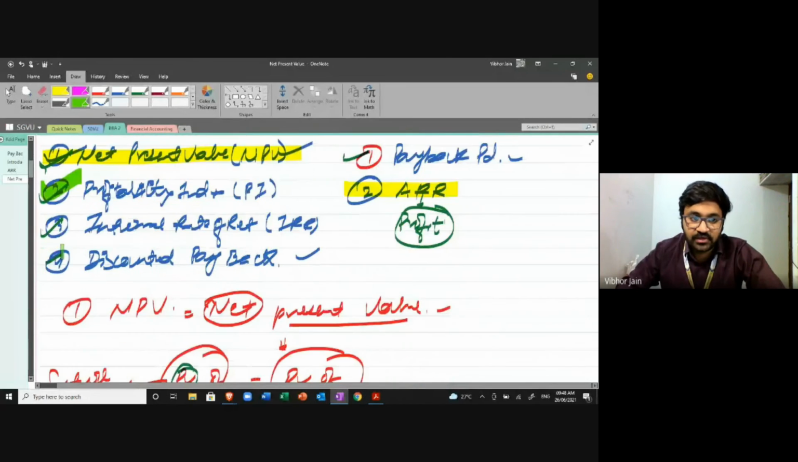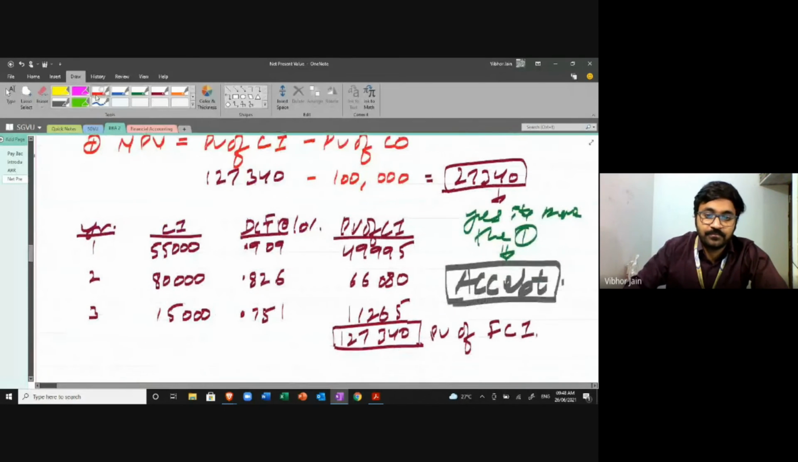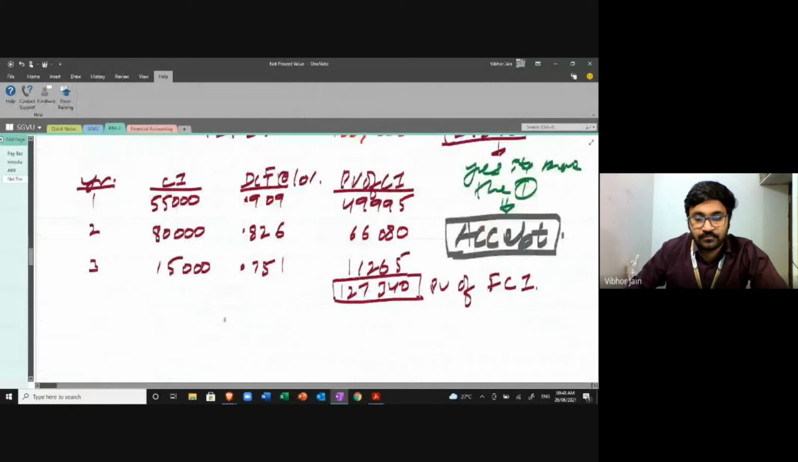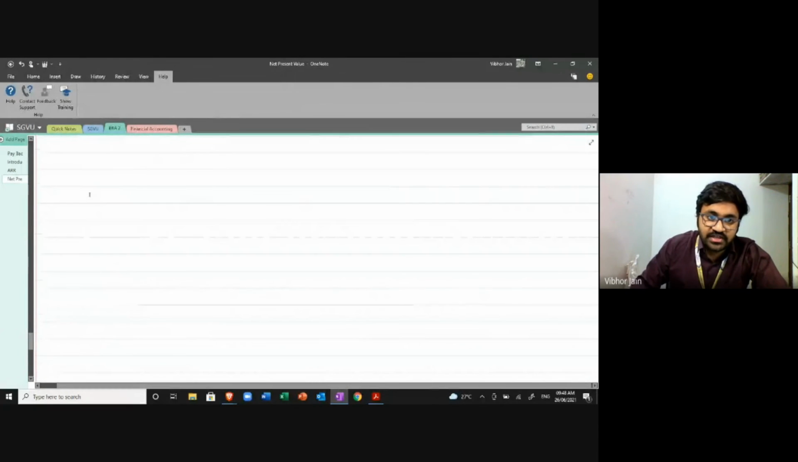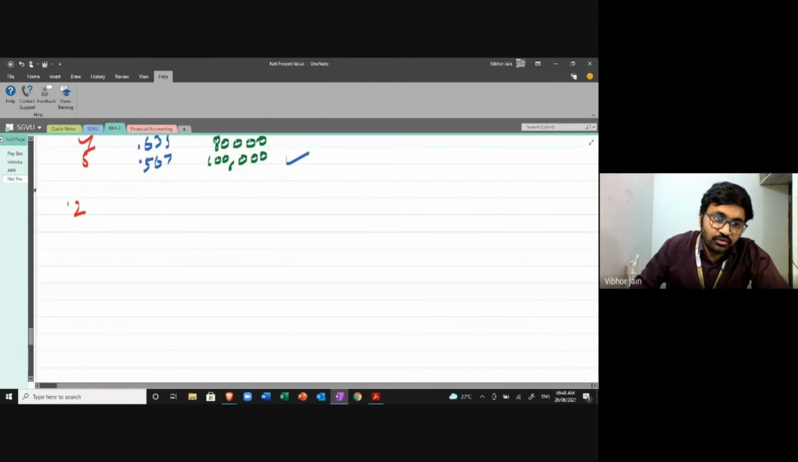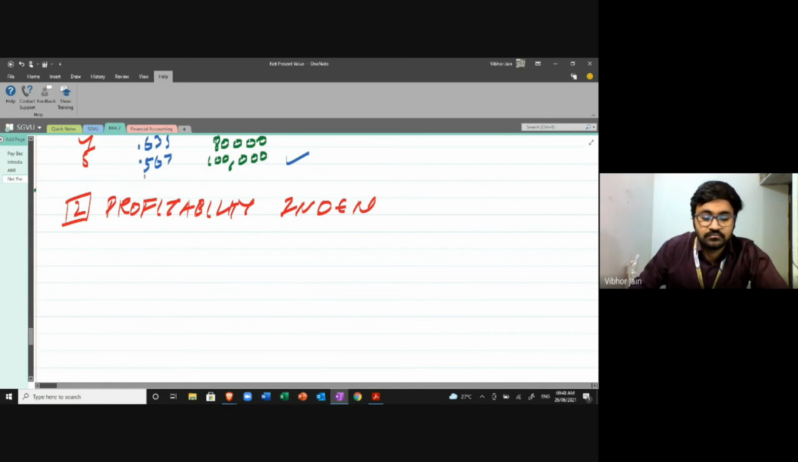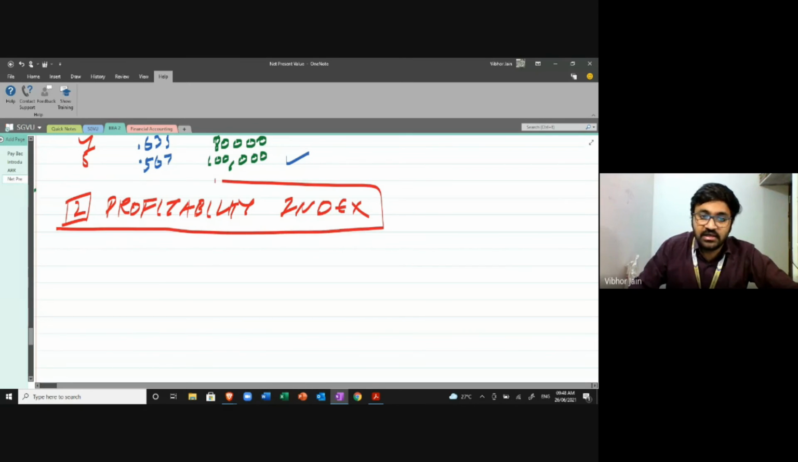Profitability index. Okay. So the second technique that we're going to talk about is profitability index.